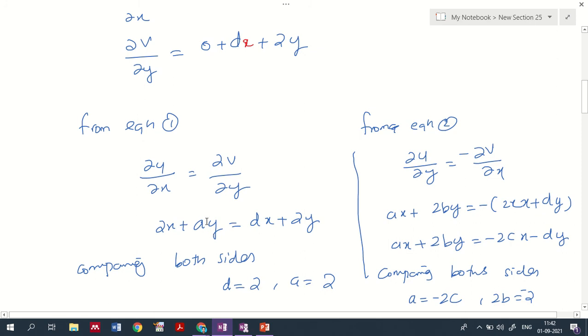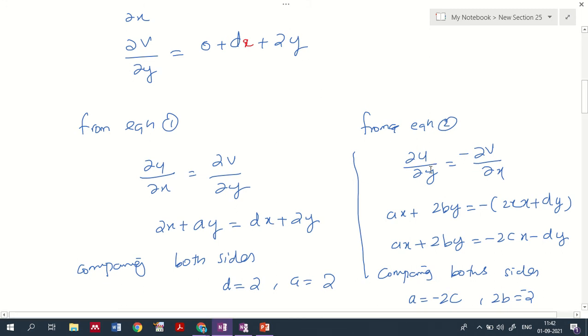And similarly, if I compare the coefficient of y on the right hand side and left hand side, I'll be getting a equal to what? a will be equal to 2. Okay, simply from this equation I could find a equal to 2 and d equal to 2 from equation number 1 by equating that. And similarly I will be doing the same for equation number 2 as well, because here we have 4 unknowns, so we have to take both CR conditions in order to find all the unknown values, right?